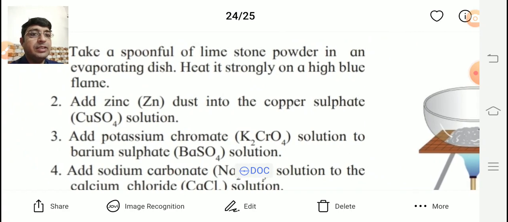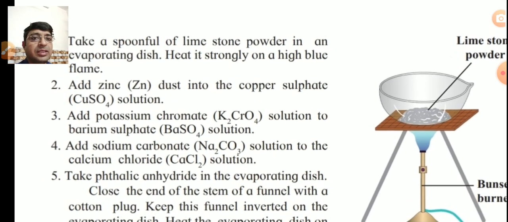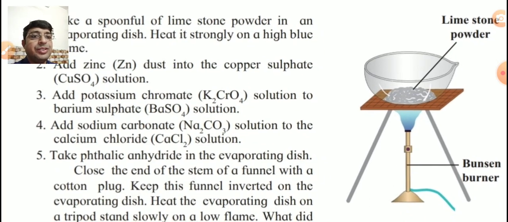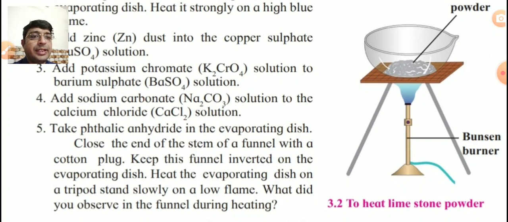Now the first activity given: take a spoonful of limestone powder in an evaporating dish. Heat it strongly on a high blue flame. Second activity given: add zinc dust into the copper sulfate solution. Third activity given: add potassium chromate, K2CrO4, solution to barium sulfate solution. Add sodium carbonate, Na2CO3, solution to the calcium chloride, CaCl2, solution.